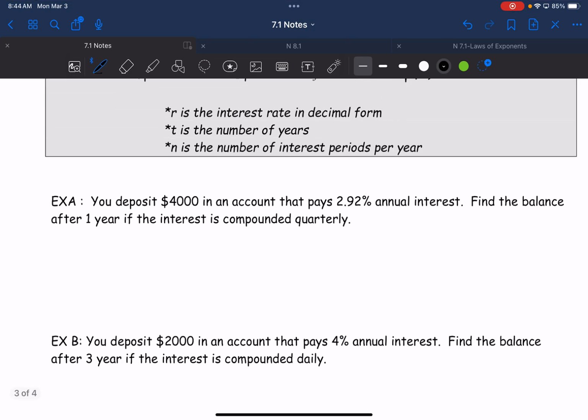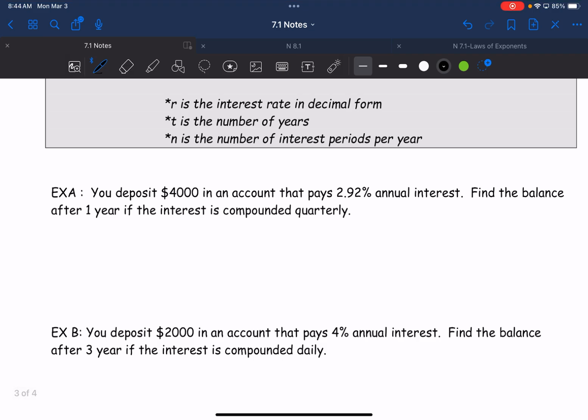Okay, so example A says you deposit $4,000 into an account that pays 2.92% annual interest. Find the balance after 1 year if your interest is compounded quarterly. All right, so looks like they gave us everything we would need. Our original amount, $4,000, times 1 plus the rate. What would our rate be as a decimal? 0.0292. Right. And I'm supposed to divide that by N.